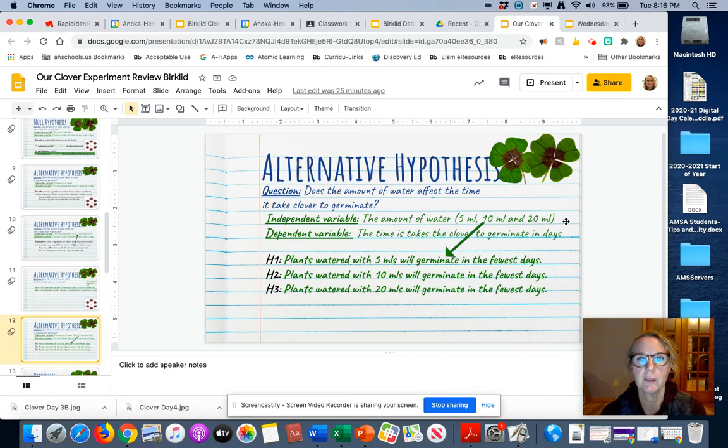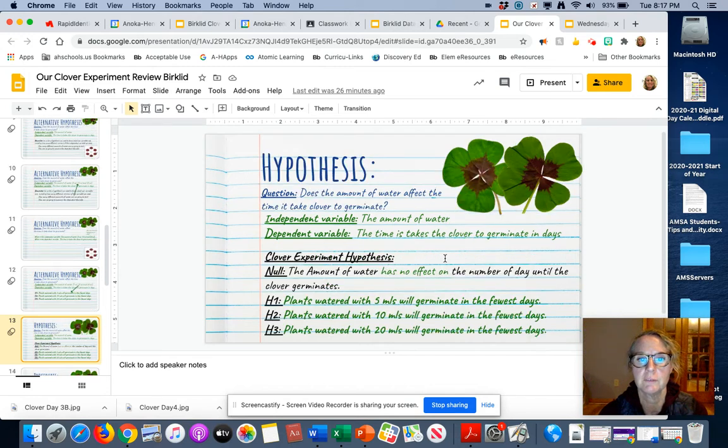So we're going to say that plants watered with 5 milliliters, and then we're going to say the same thing after all of them, will germinate in the fewest days. We could say in the most days, but this one seems to make the most sense. So all three hypotheses, one for the 5 milliliters, one for the 10 milliliters, and one for the 20 milliliters, and then all the rest of it stays the same. So plants watered with 5 milliliters will germinate in the fewest days. Plants watered with 10 milliliters will germinate in the fewest days. And then our H3 is plants watered with 20 milliliters will germinate in the fewest days.